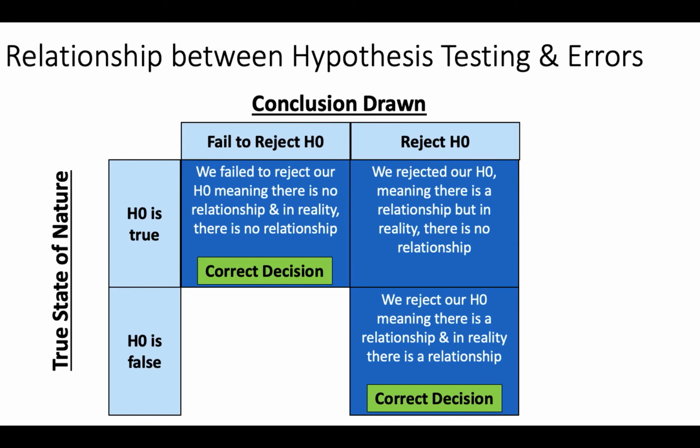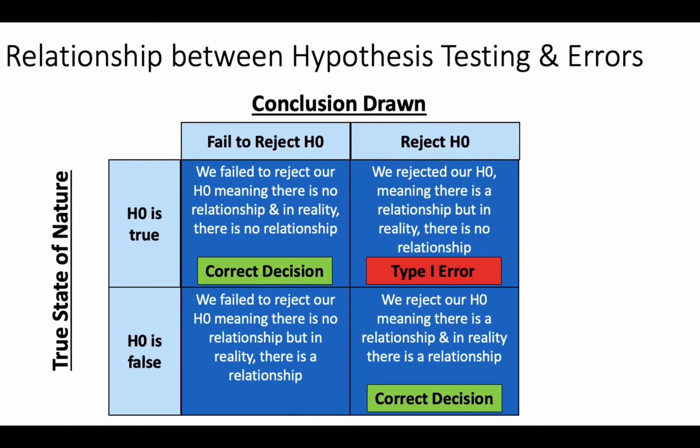Okay, but what happens if we reject our null hypothesis, meaning that there is a relationship, but in reality, our null hypothesis is true and there's no relationship? That's a type 1 error. Now, what happens if we fail to reject our null hypothesis, meaning there's no relationship, but in reality, our null hypothesis is false and there is a relationship? Well, that's a type 2 error.